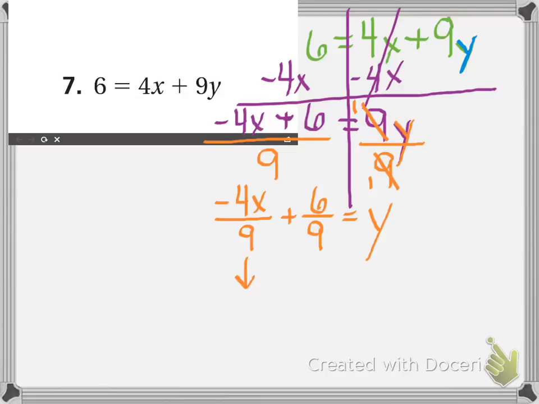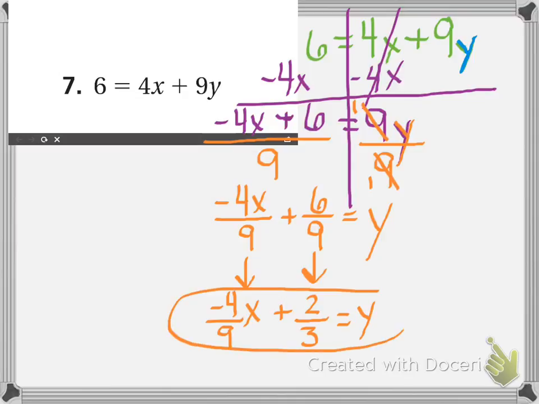Negative 4 divided by 9 would not go in evenly, so we can just leave this as negative 4x over 9 plus 6/9 can be simplified. 3 goes into 6 twice, 3 goes into 9 3 times. And again, we just have y on the right side, which is what we want. So our problem is done.